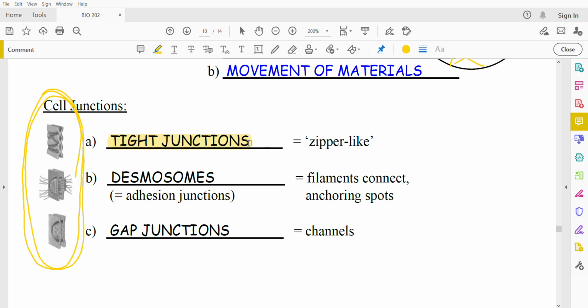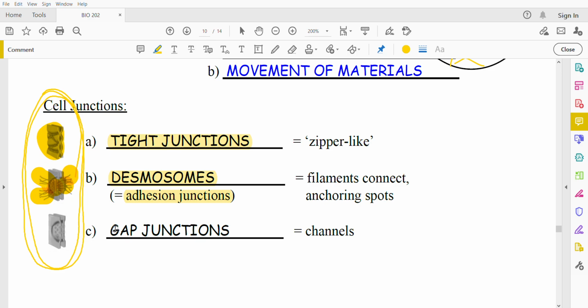Tight junctions, if you wish, are kind of these zipper-like bands connecting one cell to another one. Whereas desmosomes, sometimes also known as adhesion junctions, have these large spots on both sides, and from these we have various filaments that run out, connecting inside of both of the cells.